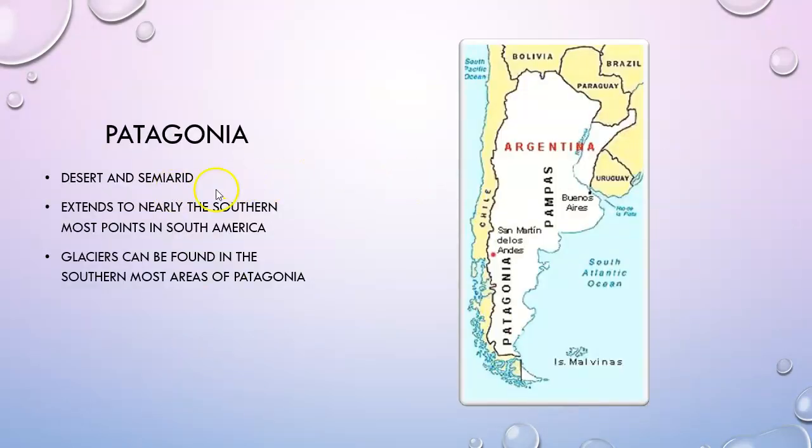Patagonia is a desert or semi-arid region. It extends nearly to the southernmost point of South America, and you can actually find glaciers down here in the southernmost areas of Patagonia, the southernmost tips of Argentina and South America.